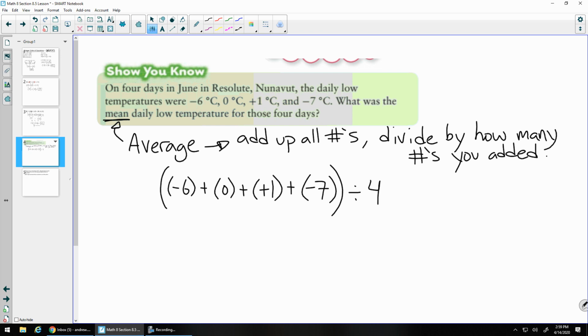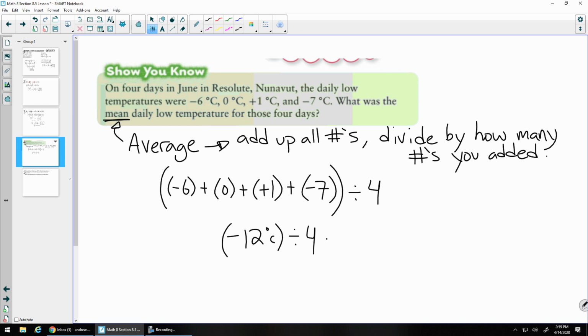Negative 6 plus 0. Well, 0 doesn't change anything, so it's still negative 6. Plus positive 1 brings us up to negative 5. Plus negative 7 makes it negative 12. So we're at negative 12 degrees Celsius when you add them all together, but that is split among the 4 days.